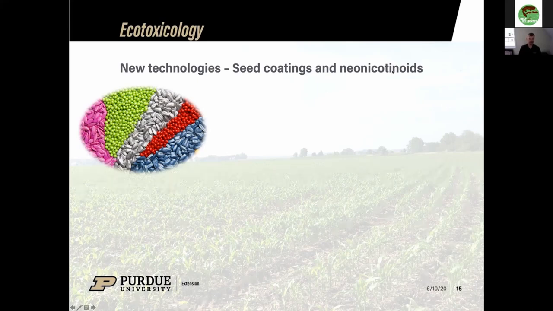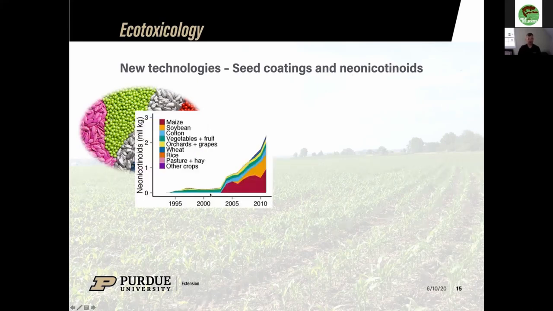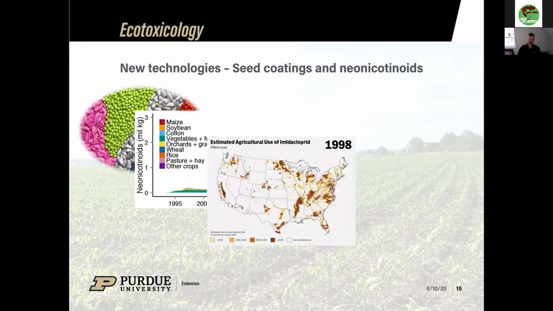Now, to give an idea of just how much these chemicals have grown in usage, you can see just in the past 20 years how much their usage has increased over time. In particular, we're using it a lot in corn and soybean. So corn is in the red here, soybean is in the orange. And this is also a time sequence of the adoption of imidacloprid, one of the neonicotinoids. You can see how rapidly it's expanded in use up to 2014 here. So you can see this technology has been rapidly incorporated into our approaches.